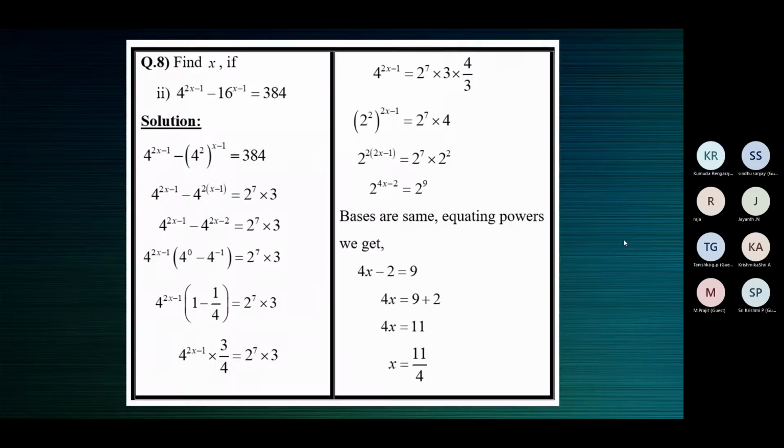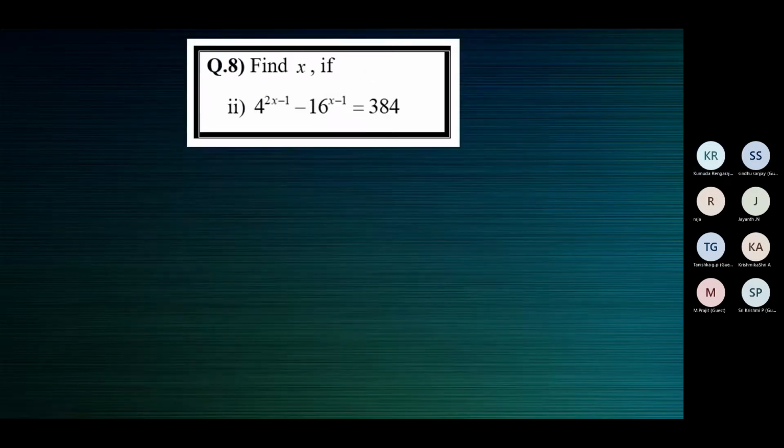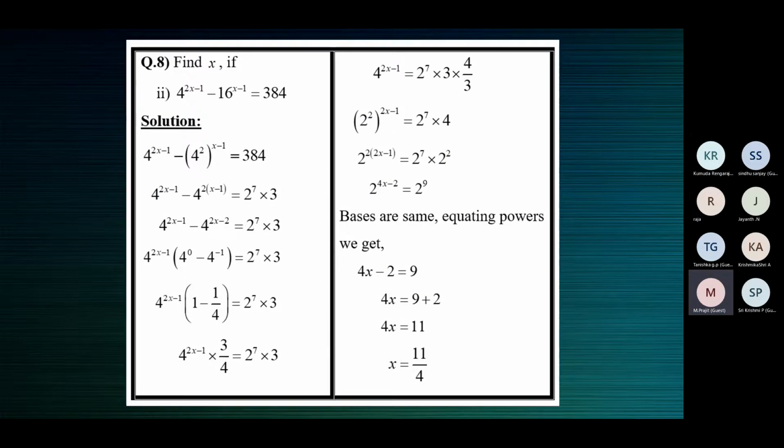Children? Am I audible? Yes, ma'am. No, do you have the working to this question, the answer to this question in your book, or do we still have to write it down? We have the working, ma'am. You have the working. Yes, ma'am. Okay, so what's the value of x? 11 by 4. 11 by 4.